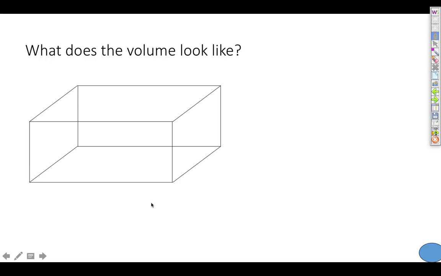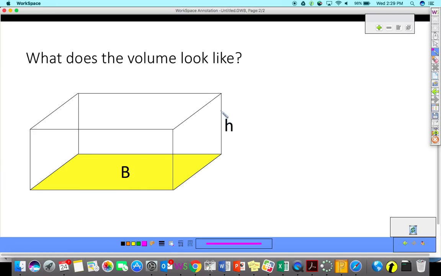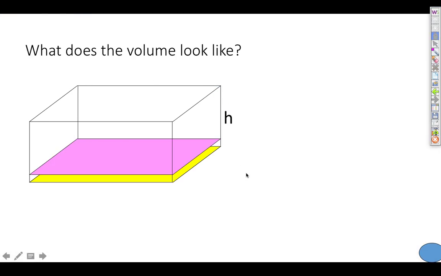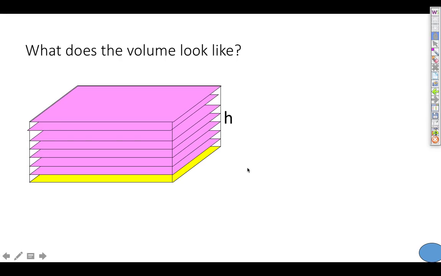So we need to think, what does volume look like? Well, if we look at this rectangular prism here, if we were to find the volume of this shape, we would need to fill it up. One way to do this is to find the area of the base. There are many bases in this shape, but a base is the shape that goes through the entire 3D object. So if I take that base there and I stretch it along the height of this shape, if I were to pull this base up, what I'm doing is I'm finding the volume.